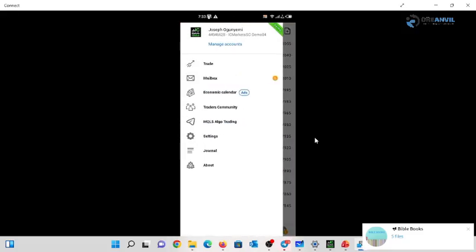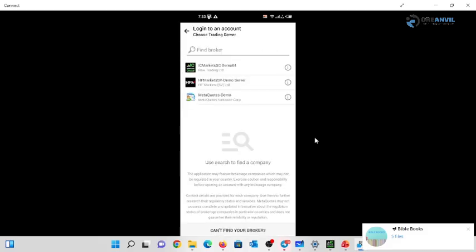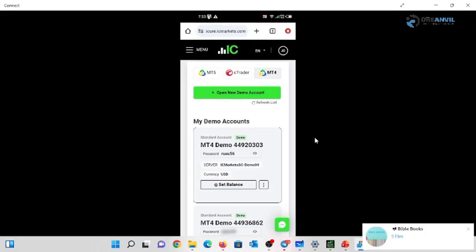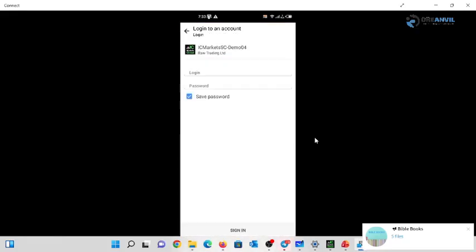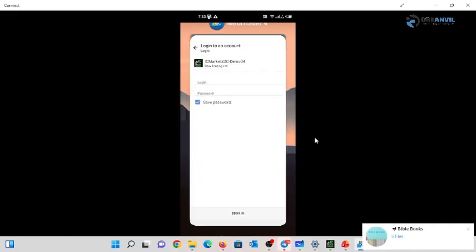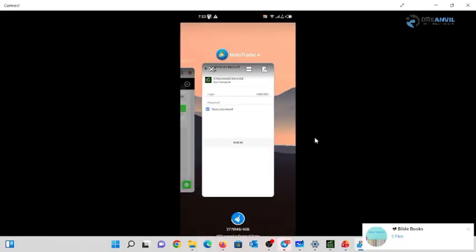Click on this line, click on Manage Account, click on this plus, log in to an existing account. So you search for IC Market SC Demo server. This one here, the server, you search for that server. You search for it here, this is it. Once you search for it, you're going to see it, you click on it, then you copy your ID and you paste it there. You copy your ID, you paste, and you copy your password, so you paste.